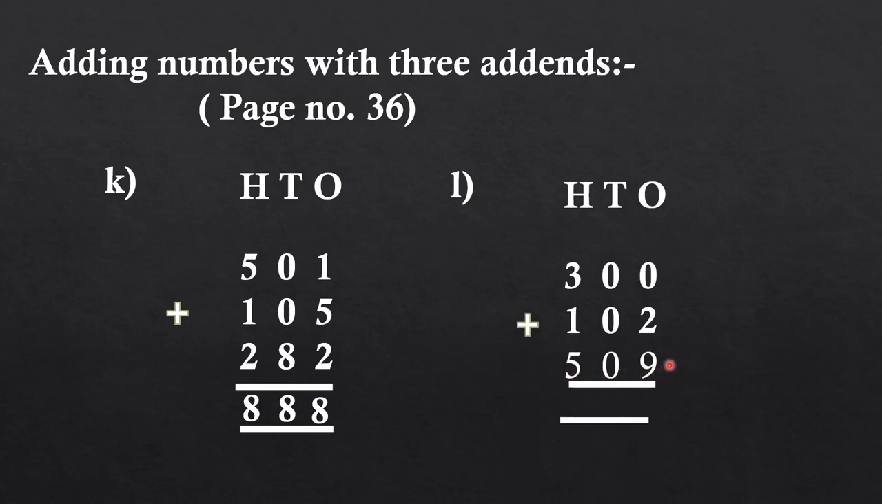Now in L part, we have to add 300 plus 102 plus 509. Okay, so again we will start from our ones place. You can see here at ones place we have 0, 2 and 9. So keep 2 in your mind and 9 on your fingers. So after 2 you have to count 9 numbers. Yes, let's start counting. 3, 4, 5, 6, 7, 8, 9, 10, 11. So we will write 1 here and 1 will be carry over.